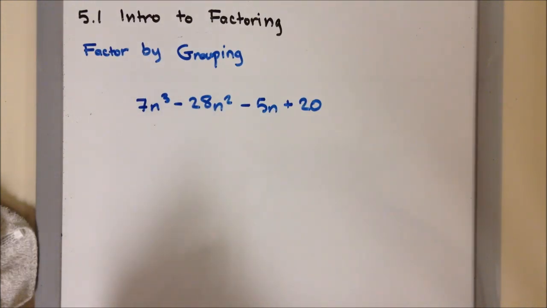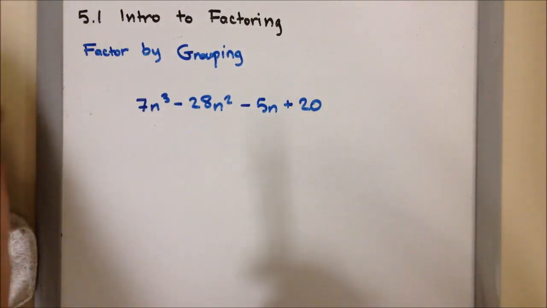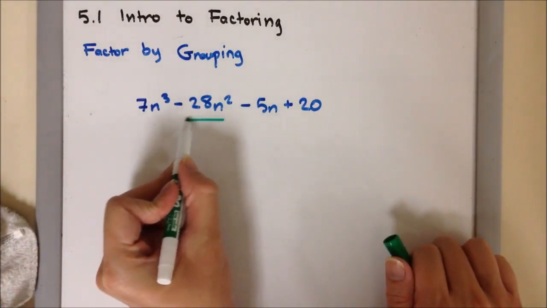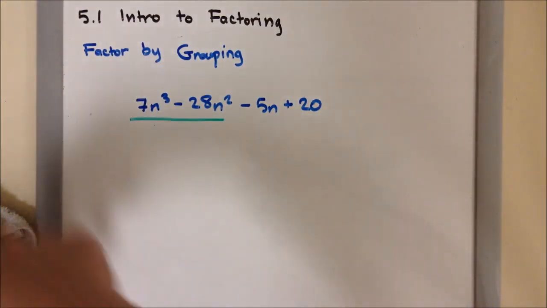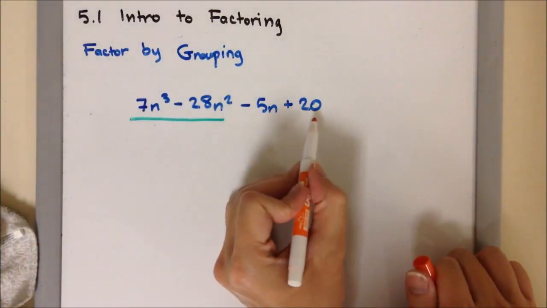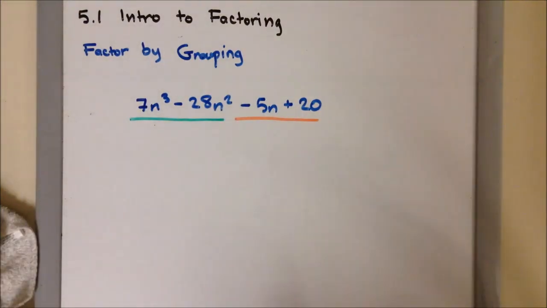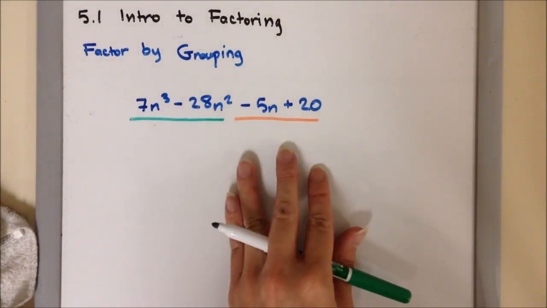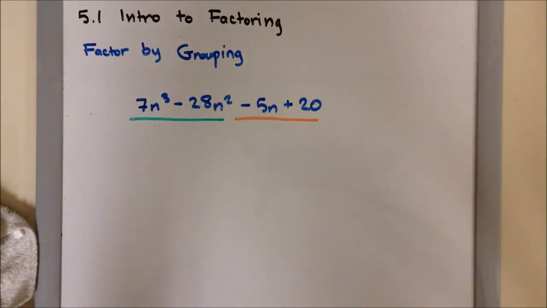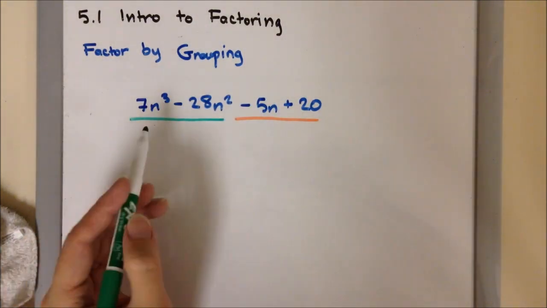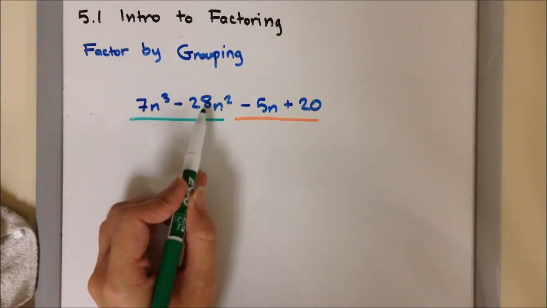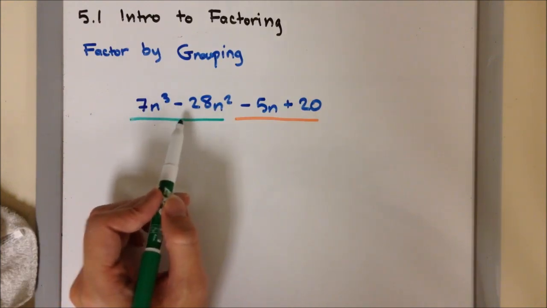When you see you have an even amount of terms, what I'm going to do is basically split it in half. So my left side will have these 2 terms. My right side will have these 2 terms. So it's basically factor by GCF for the left side, factor by GCF on the right side. So let's look at our greatest common factor on the left side. Between 7n to the third minus 28n squared, both of the numbers are divisible by 7.